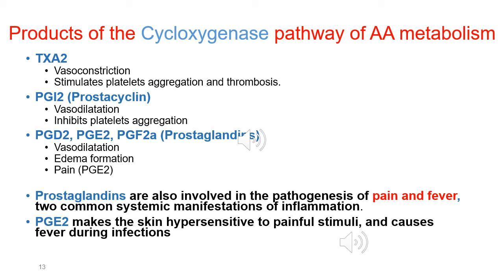Prostaglandin I2, which is prostacyclin, causes vasodilatation and inhibits platelet aggregation, so it acts against thromboxane. Prostaglandins D2, E2, and F2 lead to vasodilatation, like prostacyclin, and edema formation, as well as pain. So the main mediator of pain is prostaglandin E2. Prostaglandins are involved in the pathogenesis of pain and fever, which are two common systemic manifestations of inflammation. Also, prostaglandin E2 makes the skin hypersensitive to painful stimuli and causes fever during infection.